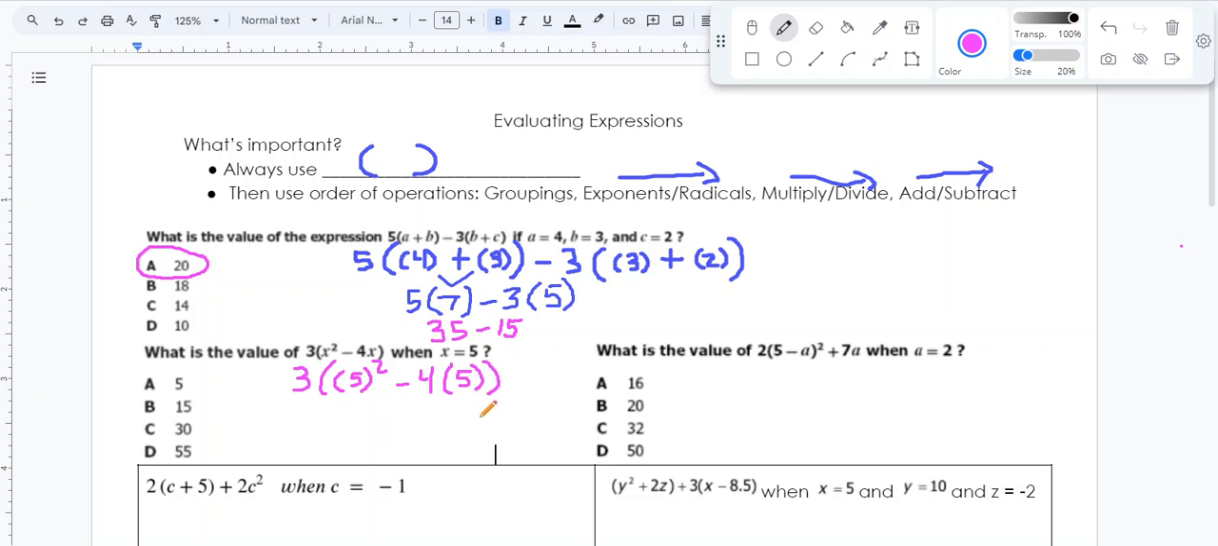All right, so now I use order of operations. So first thing I want to do is groupings. Groupings is the first thing I want to do. So 5 squared would give me 25, and then I can bring around everything else.